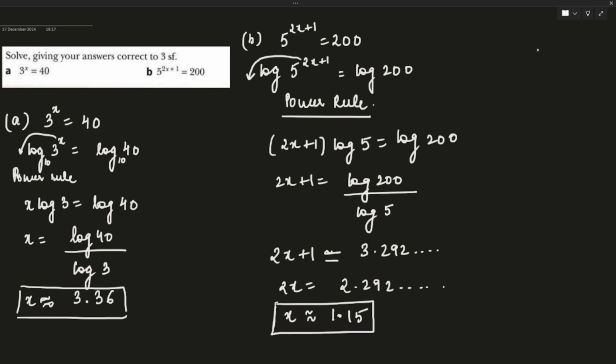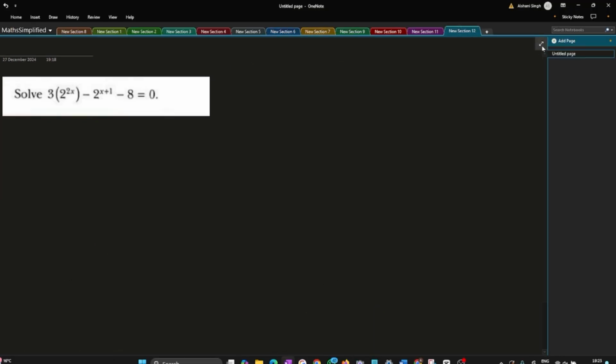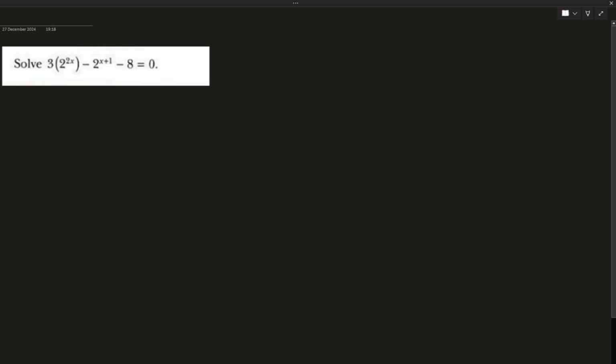Now we'll take one more example so that you can understand it more clearly. Now we have to solve 3 into 2 to the power of 2x minus 2 to the power of x plus 1 minus 8 is equal to 0. You have this exponential equation, and you have to solve it for the value of x. So we'll rewrite this in another form. So 3 into 2 to the power of 2x. Now 2 to the power of x plus 1 can be written as 2 into 2 to the power of x. How?